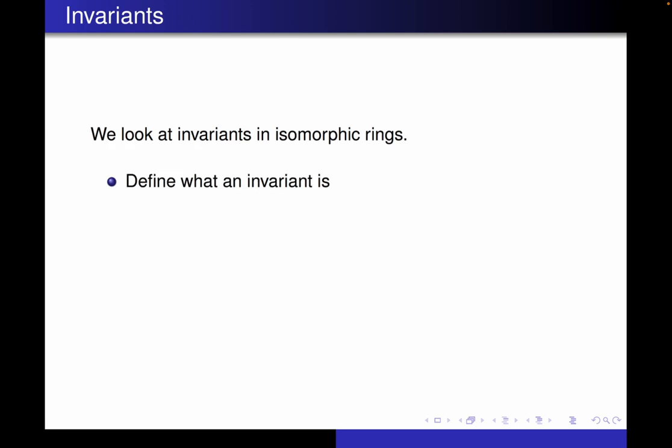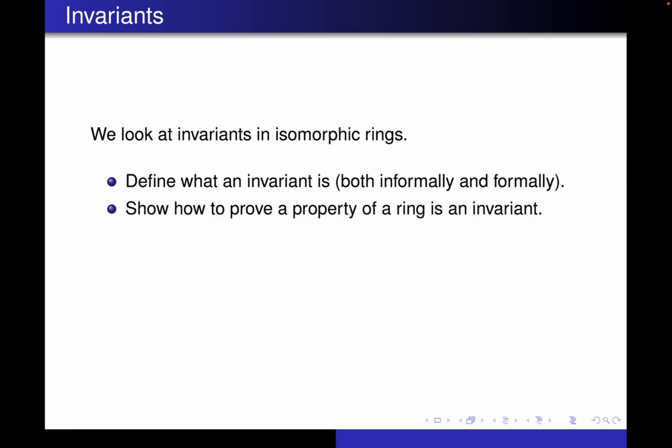We're now going to look a little bit deeper into isomorphisms, studying something called invariants in isomorphic rings. First, we're going to define what an invariant is. We're going to define it in two ways, both informally and formally. We're going to look at some properties and show how to prove a particular property is an invariant.